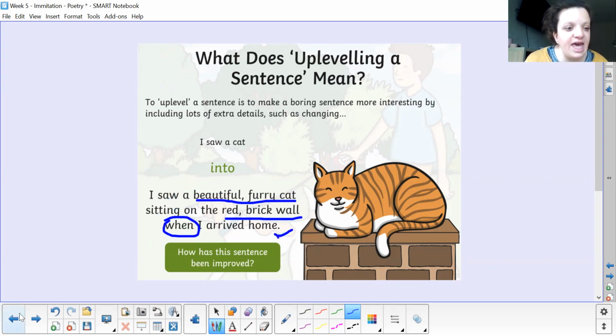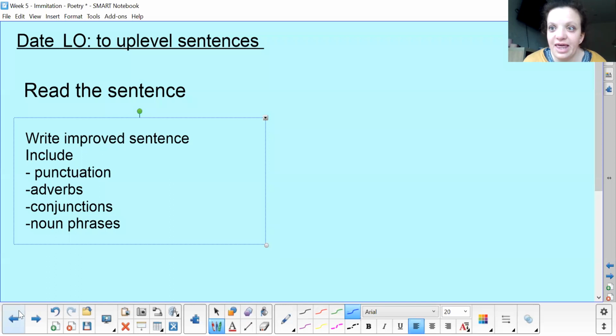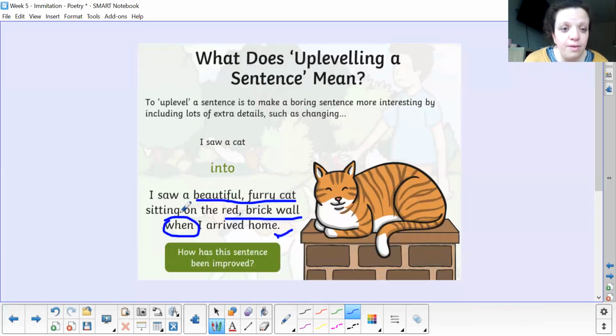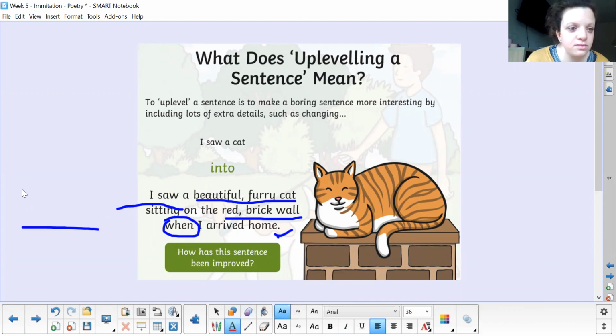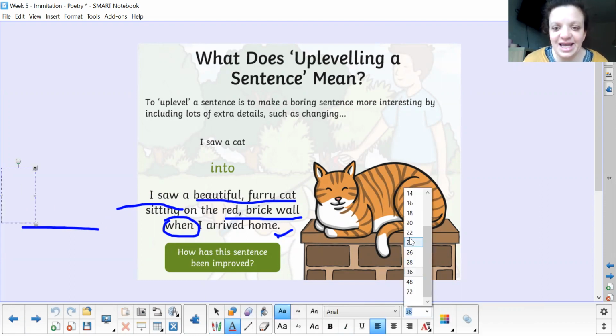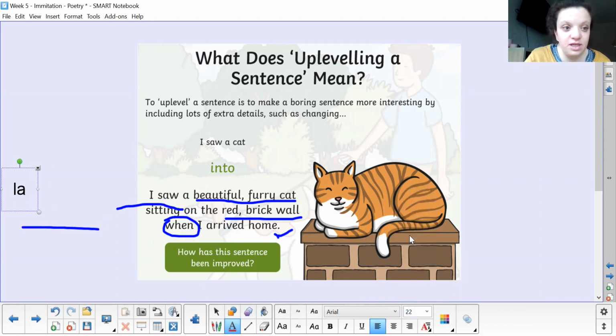So the only thing from Miss Druce's list that they haven't included in their up level is an adverb. So I'm going to put an adverb in here. So I saw a beautiful furry cat sitting, because obviously an adverb describes the verb, so it's got to come after my verb sitting. So sitting, and I'm going to use the word lazily. So lazy is my root word.